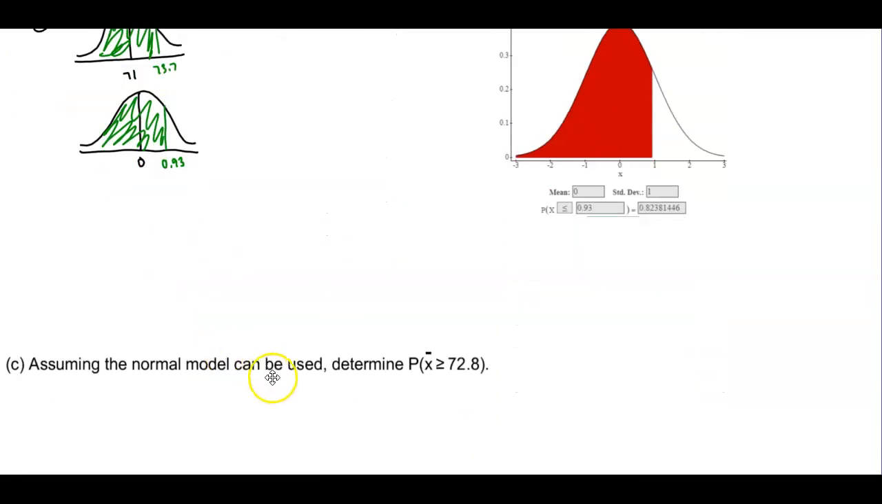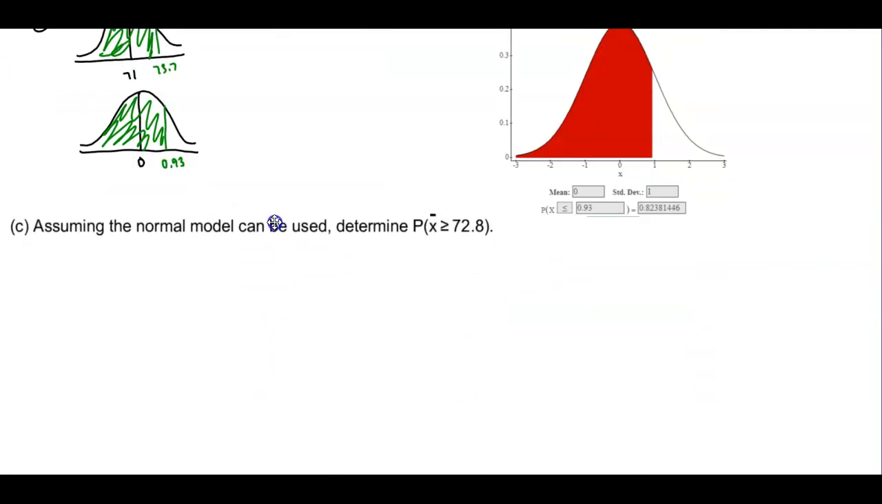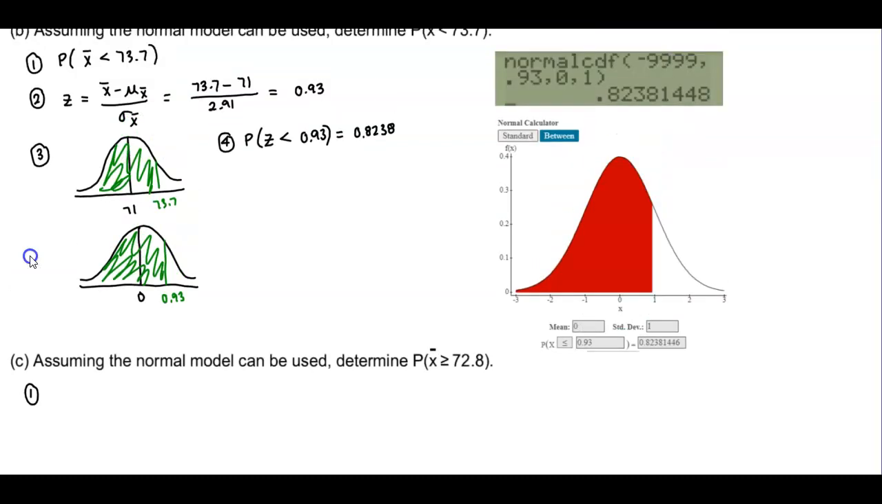Now let's move on to part C. In part C, assuming the normal model can be used, we want to determine the probability that x bar is greater than or equal to 72.8. Similarly to what we did in the first part, we first want to find the probability of x bar being greater than or equal to 72.8.